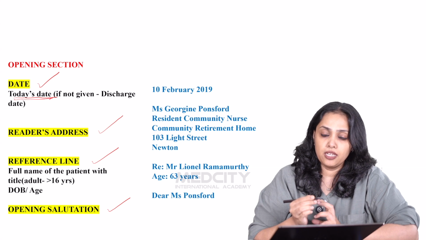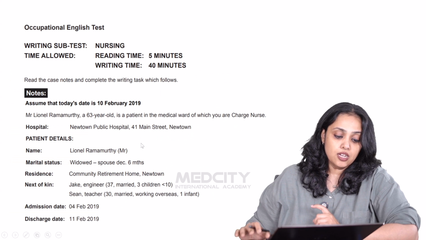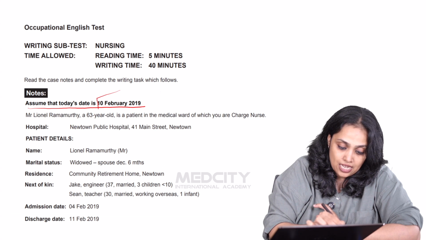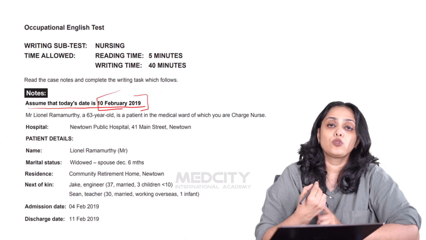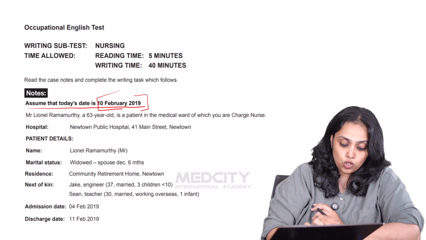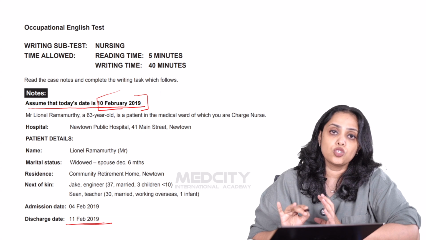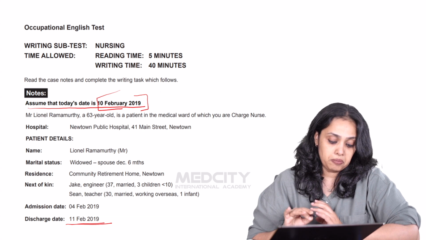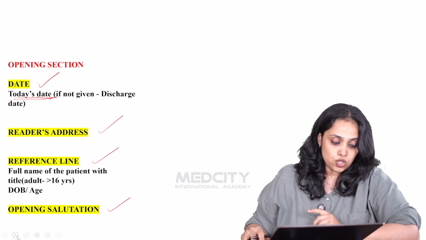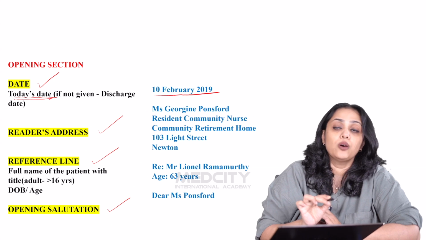At the very beginning of the case note, you'll have information given, like you can see here. Assume that today's date is 10th February 2019. So when today's date is given in the case note, we have to start the letter with this date. Suppose today's date is not given; then we can go for the discharge date. In most cases, today's date will be given. If at all today's date does not appear in the case note, then we can start the letter with the discharge date. Here, since today's date is given, we have written it as 10th February 2019.